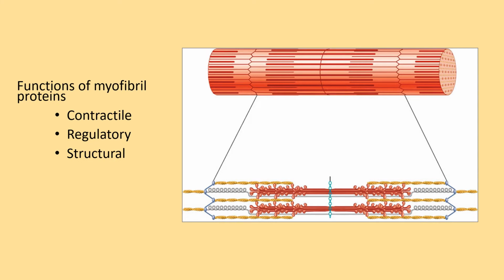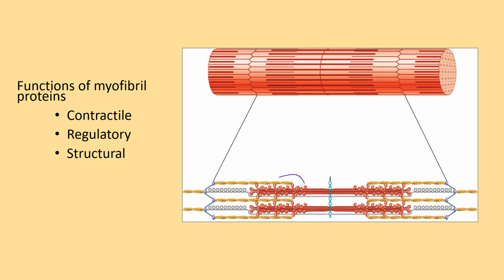So this collection of proteins that make up a myofibril, we can sort into these 3 categories: contractile, regulatory, and structural. The contractile proteins will be the actin and the myosin. Those 2 proteins are going to interact to actually make the myofibril get shorter, and that's the crux. That's the most important part of muscle contraction.